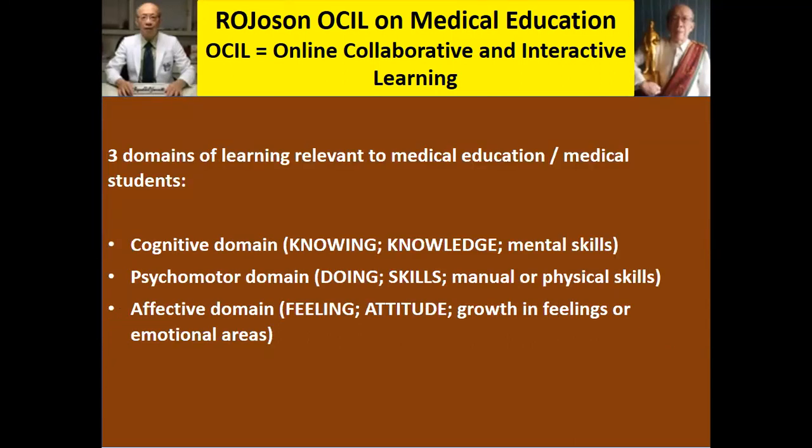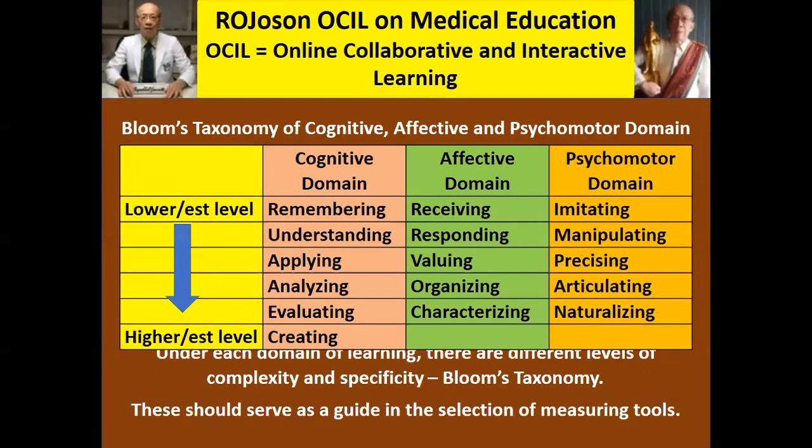These are the three domains of learning relevant to medical education and medical students. Cognitive domain, which includes knowing, knowledge, and mental skills. Psychomotor domain, doing, skills, manual or physical skills. And affective domain, feeling, attitude, growth in feelings, or emotional stress. Under each domain of learning, there are different levels of complexity and specificity. So this is part of the Bloom's taxonomy. This taxonomy should serve as a guide in the selection of measuring tools.